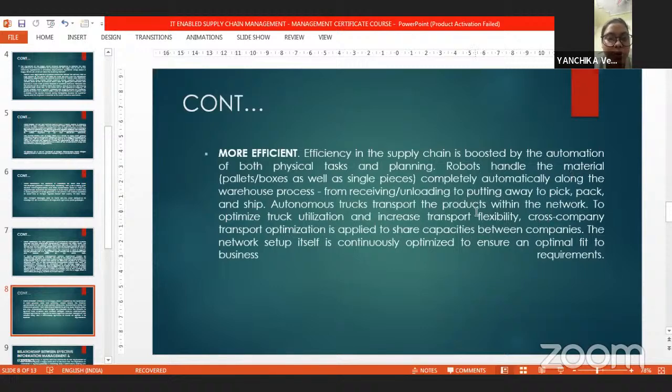Cross company transport automation is applied to share capacities between companies. The network setup itself is continuously optimized to ensure an optimal fit to business requirements. So the whole process from the raw material to the finished good has become very efficient, because technology has improved to such a degree. Things which are hazardous are being handled by robots, and they are programmed to do the work in such a way that you get a better product, better service.